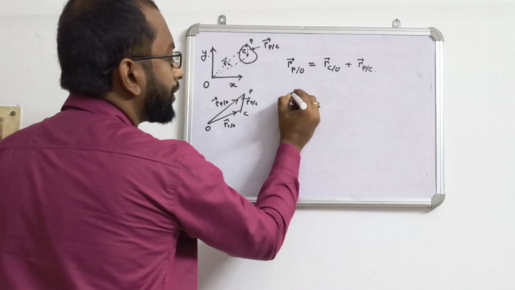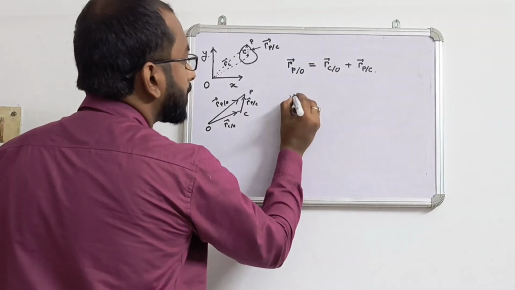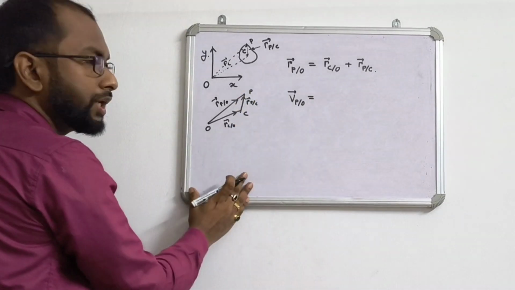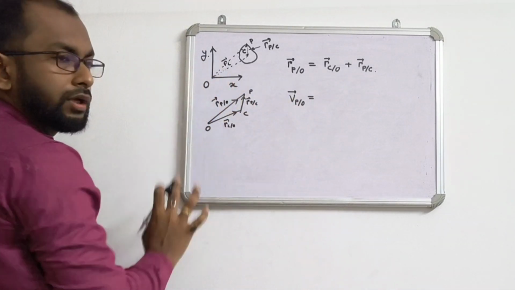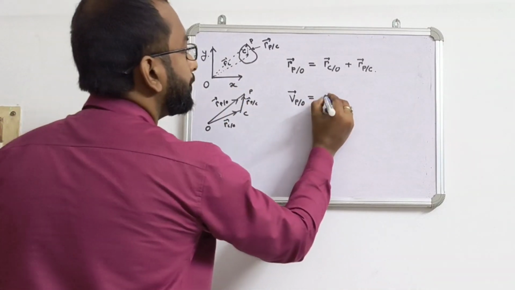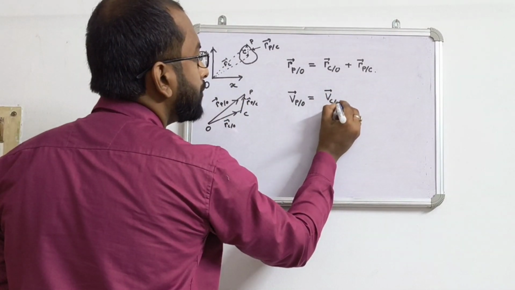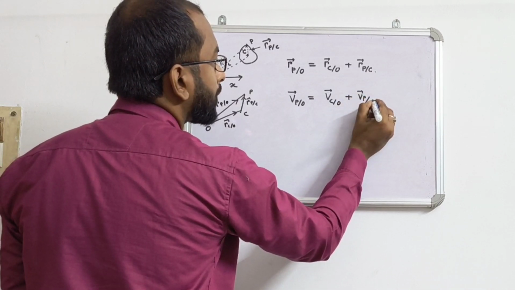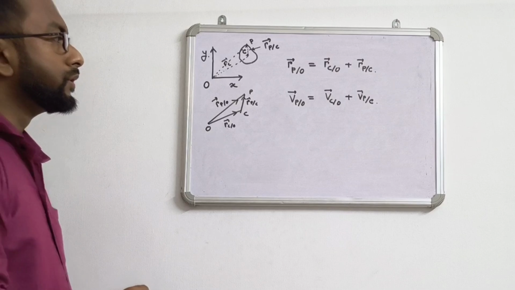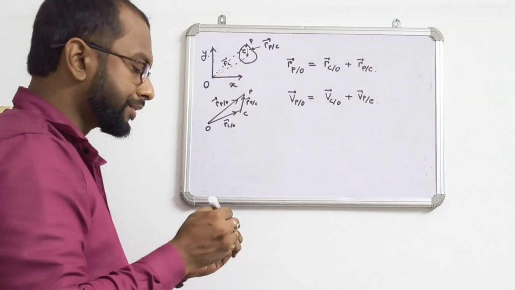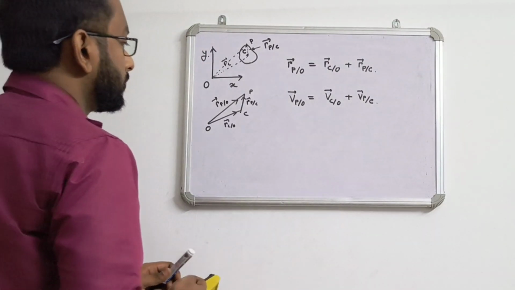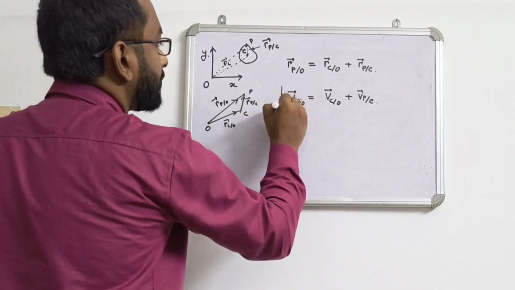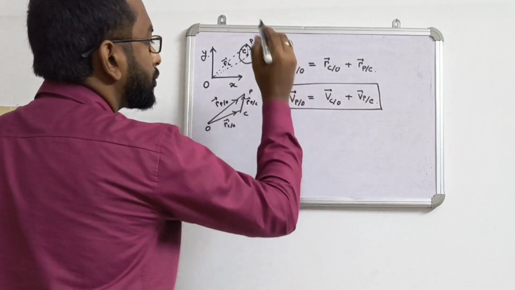If we differentiate with respect to time, we will get similarly V of P with respect to origin, or the absolute velocity with respect to the ground frame. The origin we are considering is a ground frame. That is V_C with respect to O plus V of the point with respect to the center of mass. Now what is that? Let's understand that with an example. This is a very important concept. You should note it down.